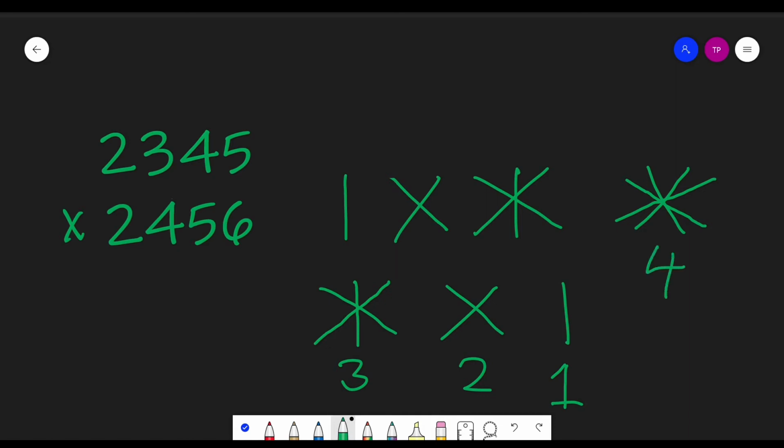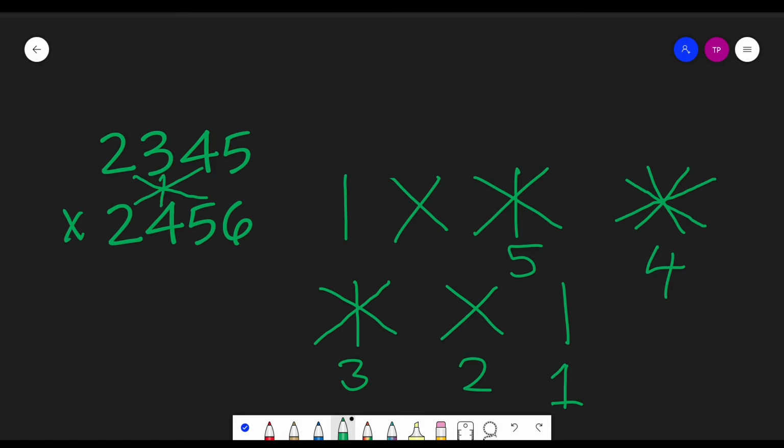So how you do the fourth step is you do 2 times 6, 5 times 2, 3 times 5, and 4 times 4. And after you do that, it's the fifth step. So for the fifth step, you need to do 2 times 5, 4 times 2, and 3 times 4.